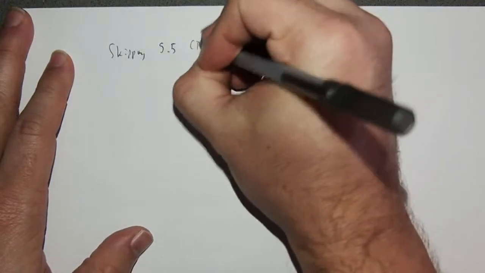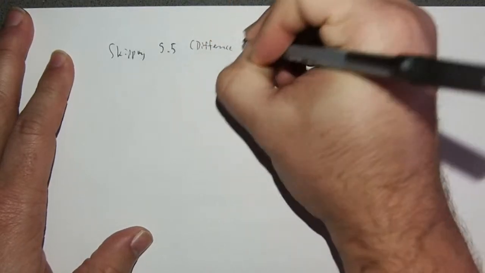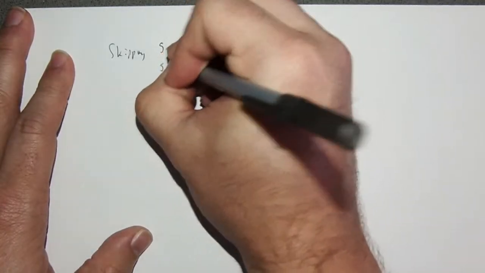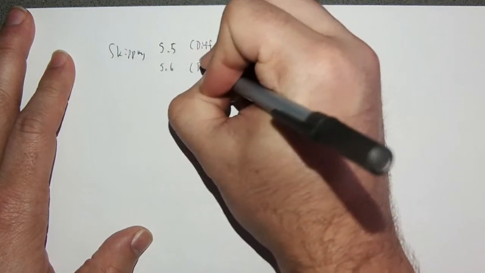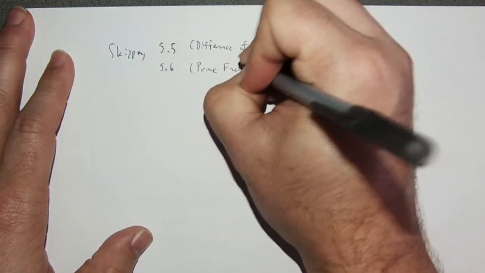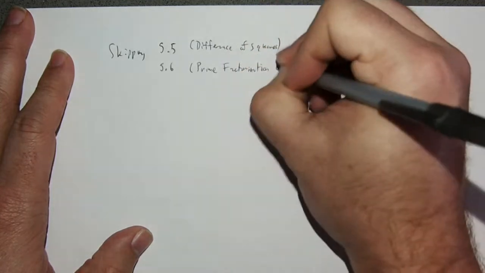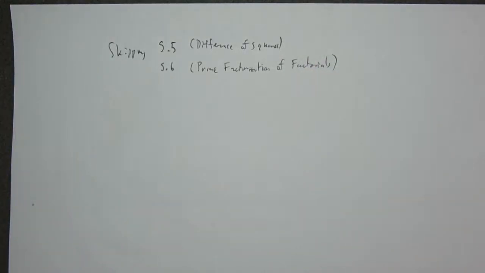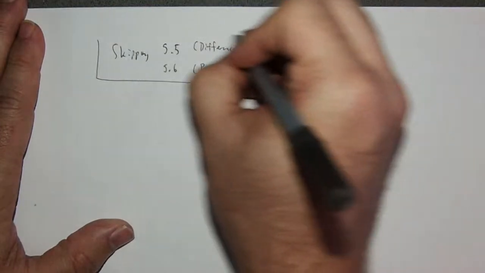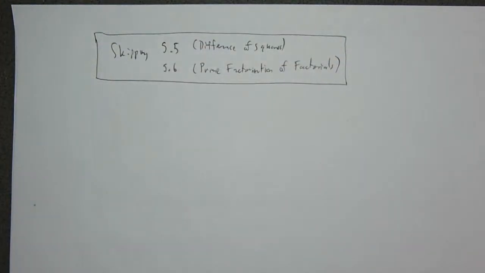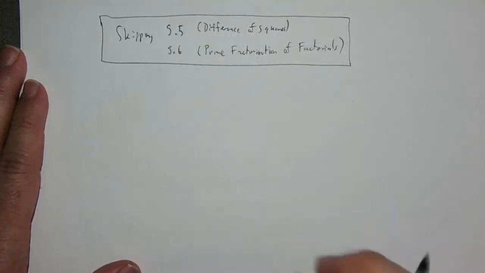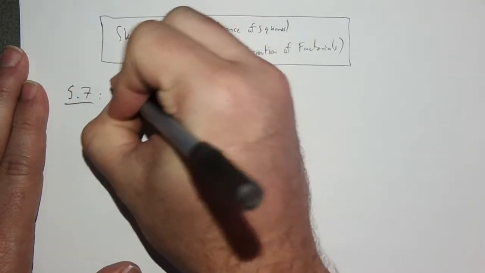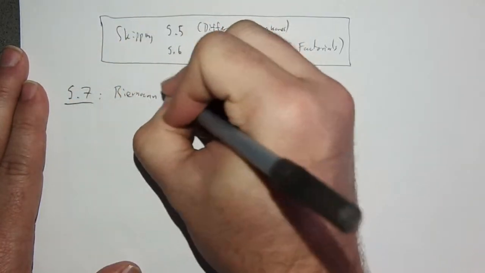The difference of squares section has just one theorem in it. Okay, so we'll be skipping these. Like I said, you can have a read of them if you like. We're skipping these so that we can spend more time on 5.7, which is the Riemann zeta function.